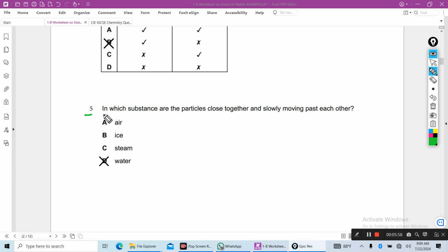Next, in which substance are particles close together and slowly moving past each other? Water is liquid. Air particles are not close. Ice has closely packed particles. Steam is gas, particles are far apart. But the question is asking close together and slowly moving, so this is water. D is the right answer, because in liquid the particles are close to each other and they move slowly.